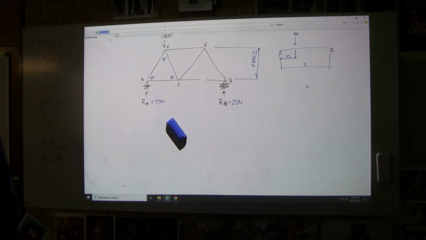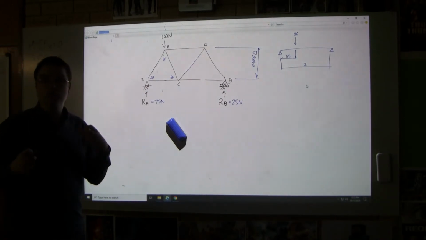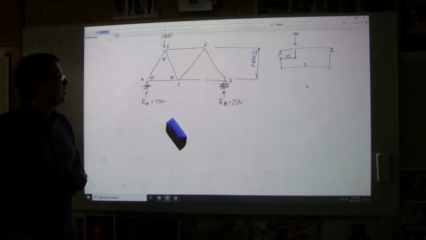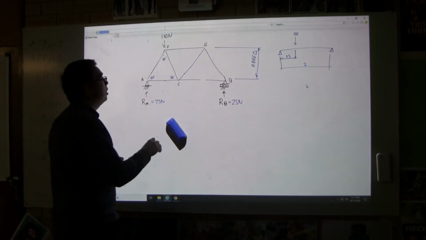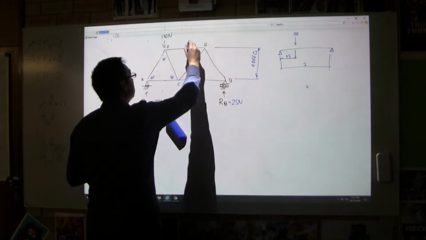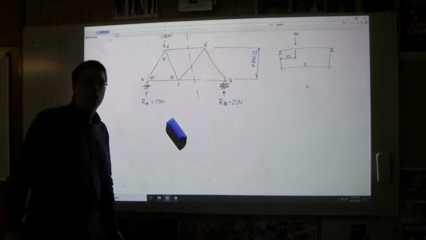And what we want to know is what force is happening in that member. It can't be a bending force. The whole point of drawing trusses is so that we can avoid bending. Instead, it's going to either be in compression or it's going to be in tension. Okay, so what we're going to do is draw a line through this object. We're going to draw a line like this. We're going to call that a section line.